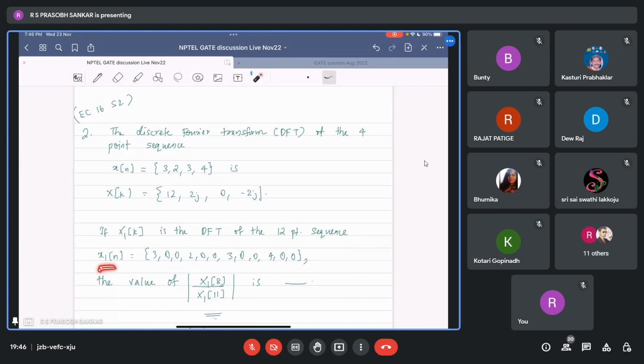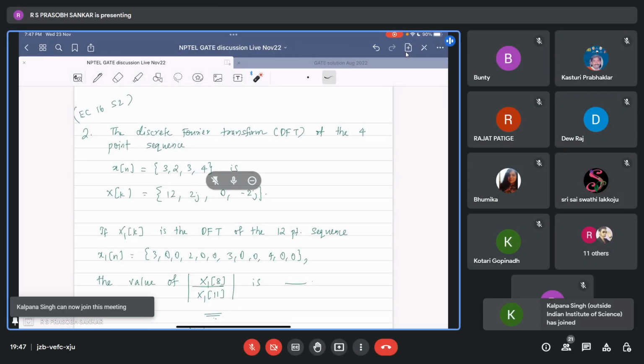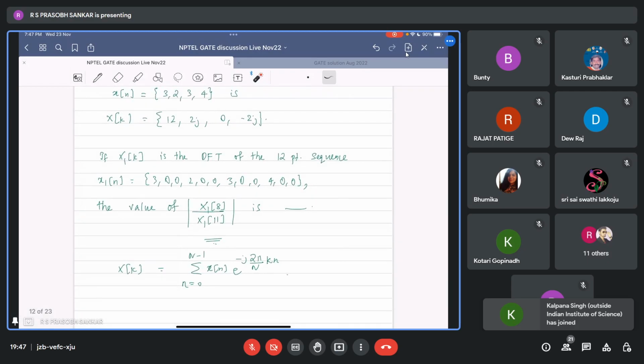Now, what is x1[n]? x1[n] basically means we take our x[n] and add 2 zeros between every non-zero value. So we have 3, then 2 zeros, then 2, 2 more zeros, then 3, 2 more zeros, then 4, and 2 more zeros. So the question is, given X[k], we need to find X1[k]. Specifically, we need to find this ratio. That's what we need to find. Is the question fine?